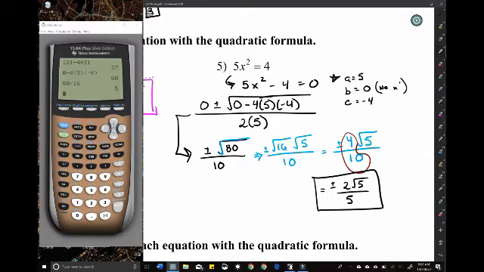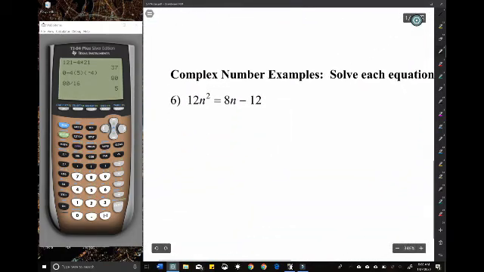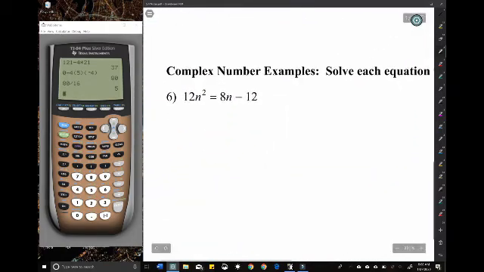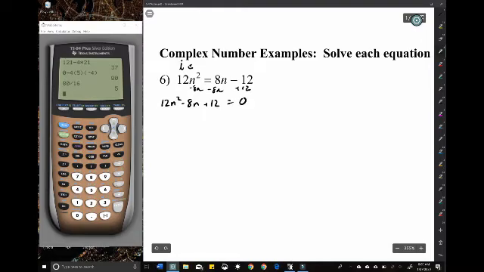All right. The last type of problem involves complex number examples. So we saw regular numbers, irrational, now complex, which remember, those are our imaginaries. Okay, and they're really not bad. Set equal to 0, 12n squared, I'm going to subtract 8n and add 12 equals 0. And we can quadratic formula this.